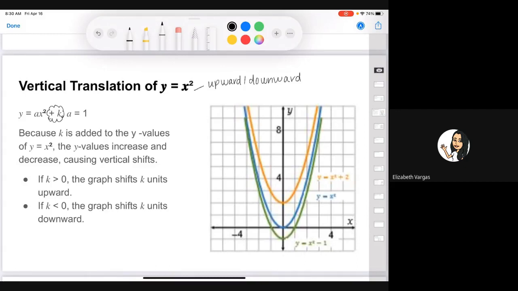If we have a k which is greater than 0, the graph will shift k units upwards. Say I have 3. 3 is greater than 0. So if my k was 3, then I would move 3 units upward. However, if my k is less than 0, then I will move downward. Say I'm not adding 2, maybe I'm subtracting 2, so I have -2. Well, -2 is less than 0, and so I have to move 2 units downward.